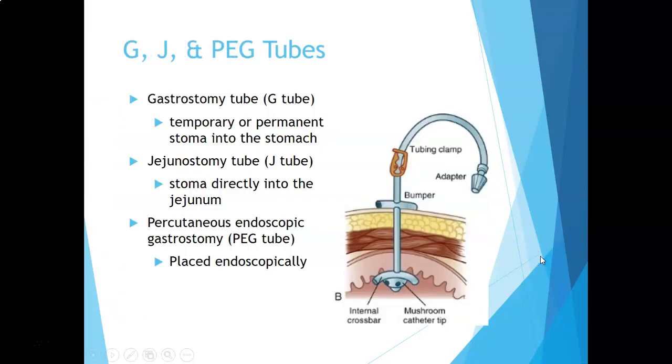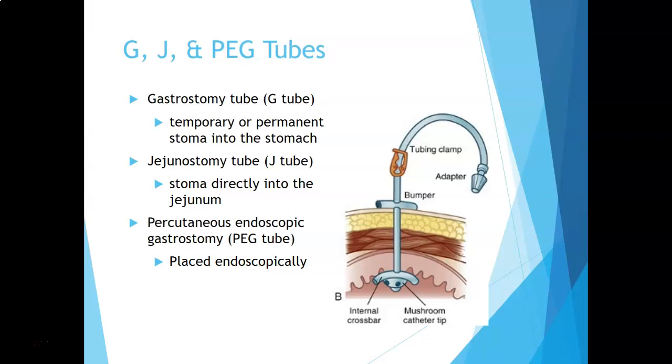All right. So we talked about NG tube. Next, we're going to talk about G, J, and PEG tubes. We have all the letters of the alphabet today. So again, NG tube can be used for short-term feedings if necessary, but if it's going to be long-term, a G tube or a J tube generally is going to need to be placed.